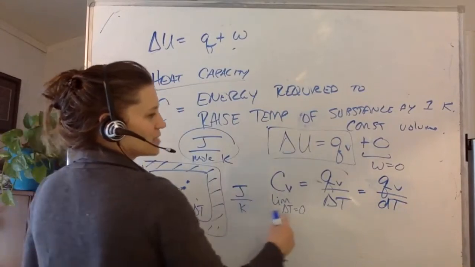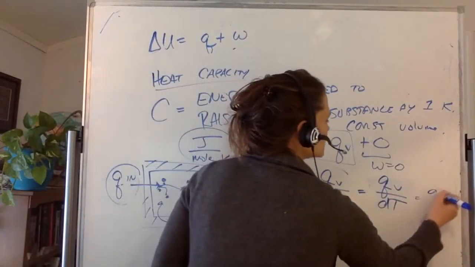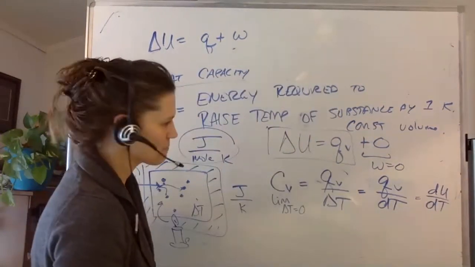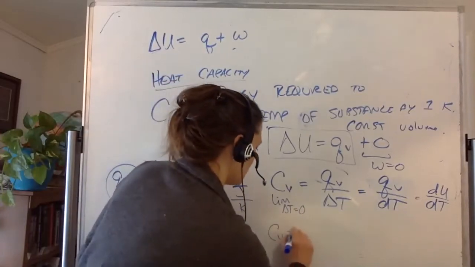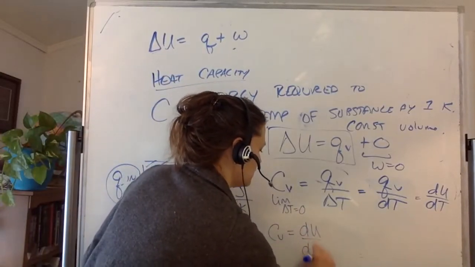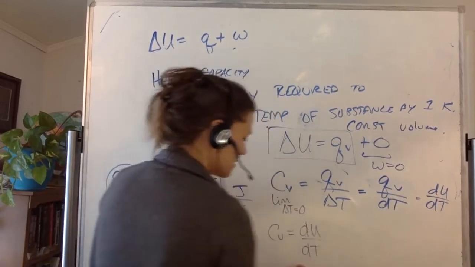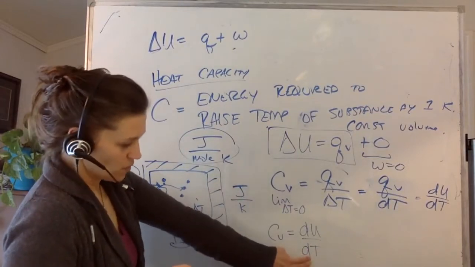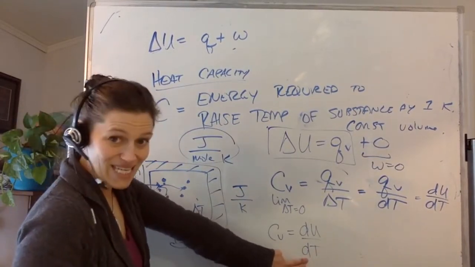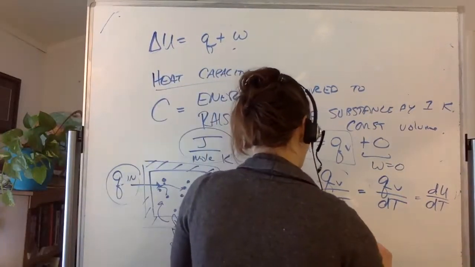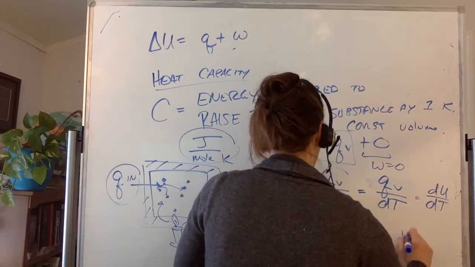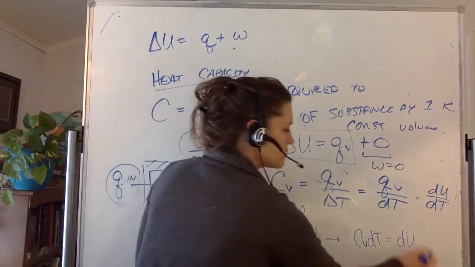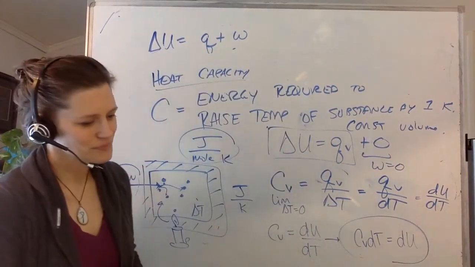Okay, and as we have constant volume, this becomes dU divided by dT. Glorious. So if this is the case, CV is equal to dU/dT, which means I can then say, and this is where the mathematicians get really mad at me, but that's okay, because we love each other in the end, CV times dT equals dU.